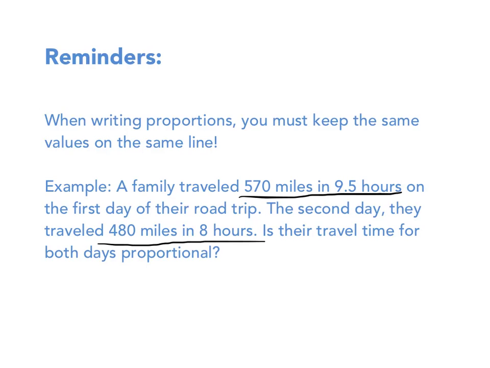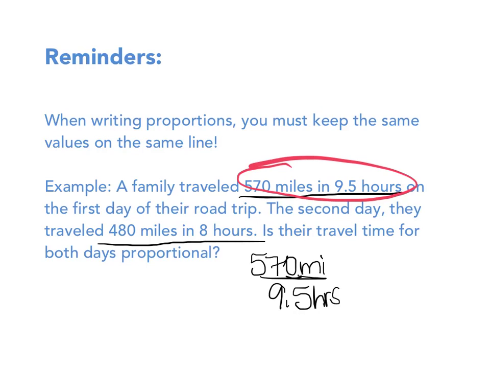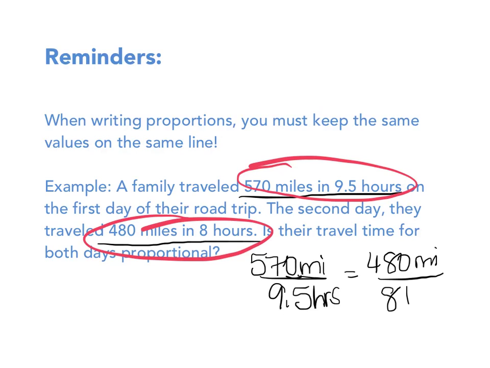We have miles to hours, so I can put hours on top or miles on top, but I have to put the same value on the same line. So I'm going to put miles on top, 9.5 hours. Make sure you keep your values together too. That's all one proportion. This will be another one. And that equals 480 miles over 8 hours.